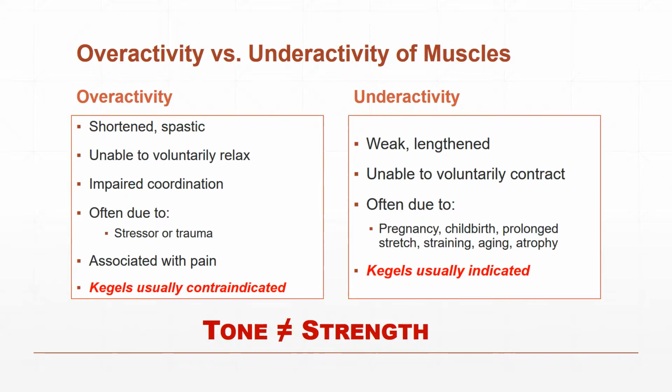And then underactive muscles are typically weak and lengthened and unable to voluntarily contract. This could be due to pregnancy, childbirth, prolonged stretching, and other things such as straining, aging, and atrophy. For these patients whose muscles are underactive, we usually prescribe Kegels, but we have to make sure that we assess them first. Another point I wanted to make is that tone does not equal strength. You can have someone who has really high tone, hypertonic muscles, but they can essentially be very weak.